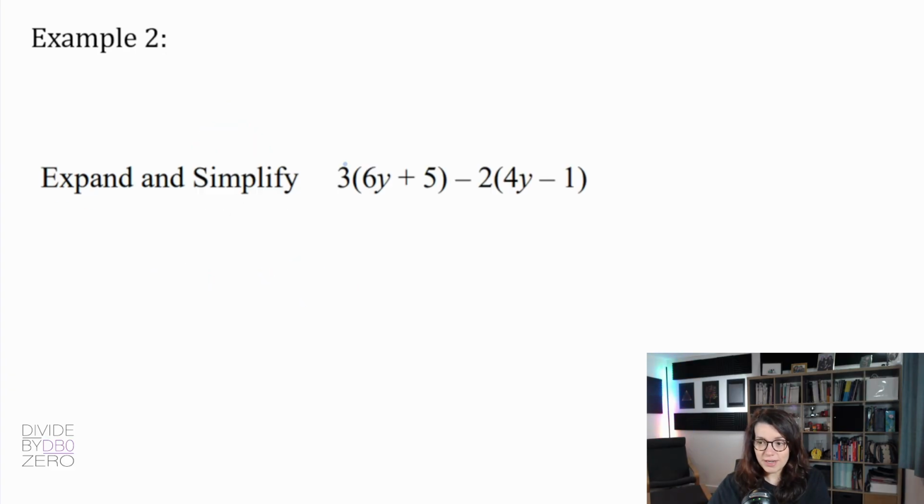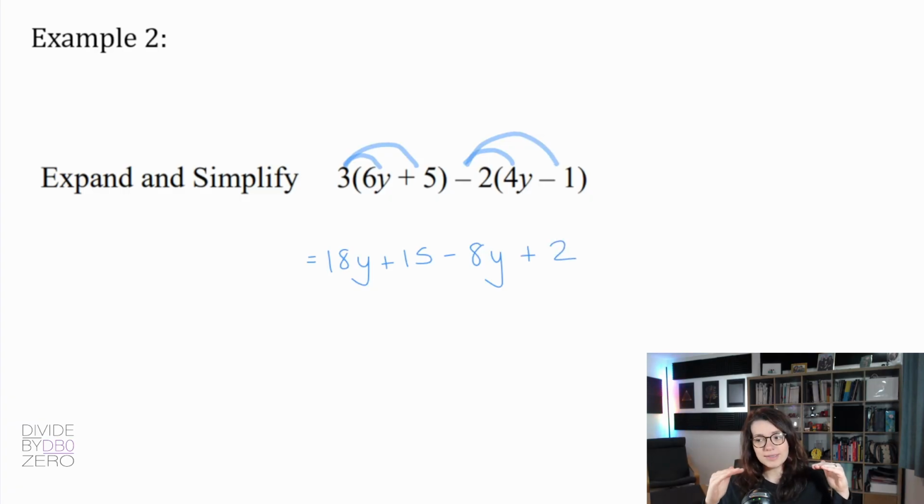Example 2, let's do that again bit by bit. 3 times 6y gives us 18y. 3 times 5, plus 15. Now be careful with any negatives. Minus 2 times 4y is minus 8y. And minus 2 times minus 1 is plus 2. Really important there, 2 minuses make a plus.